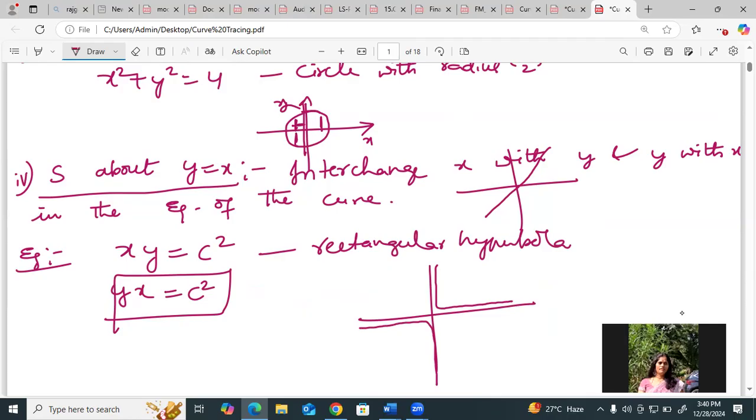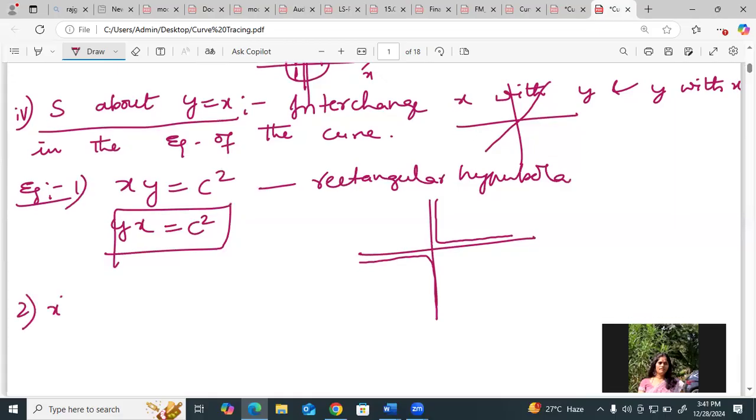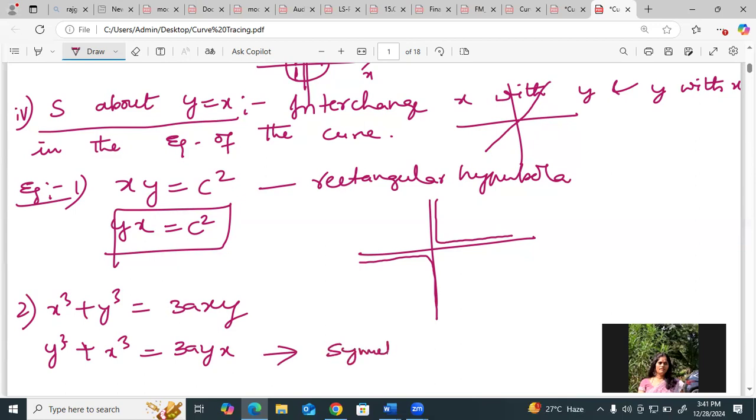Okay, there's one more which you will come across in the unit of curve tracing. One more example, that is x cube plus y cube is equal to 3xy. Okay, now please see here. I'll replace x with y and y with x. I'll get back the same equation. Hence this curve is symmetric about the line y is equal to x.